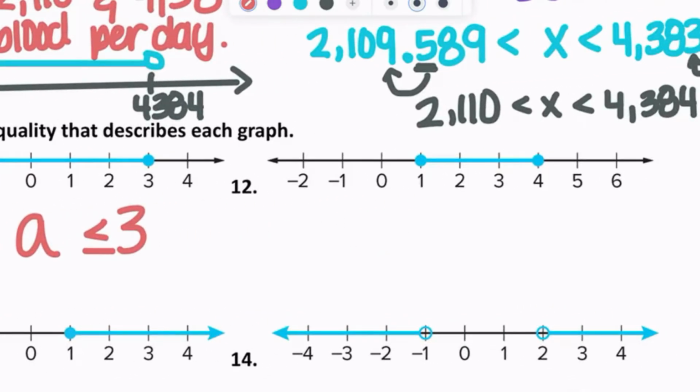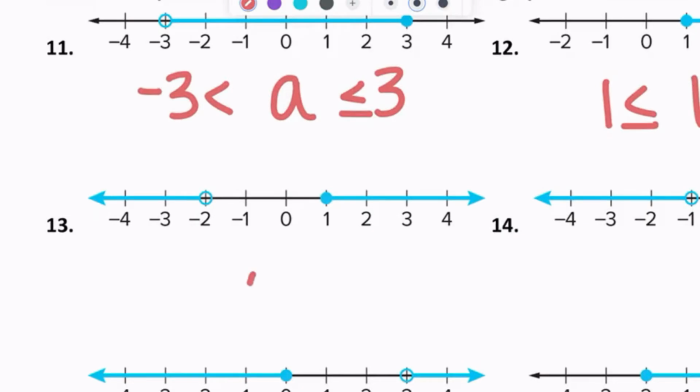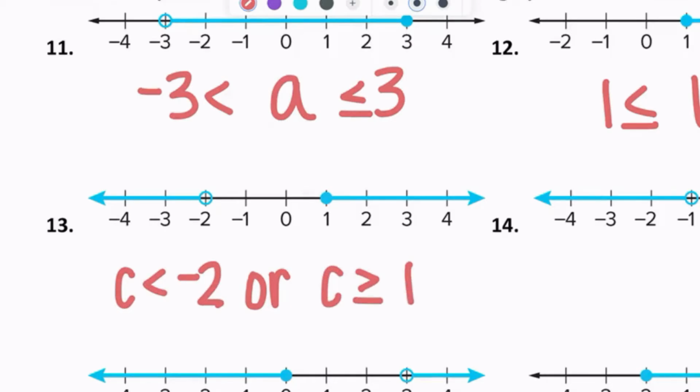At any point, you could pause these. I have a 1, I have a 4. When they're connected like this, we put less thans. They both are solid dots, so it's got an equal to, and you put your variable between. So 1 is less than or equal to b is less than or equal to 4. Now, these are not connected, so I automatically know that I'm going to have an or statement here because it can't be in both places at once. And so I have C is smaller than -2 because it's going down, or C is greater than or equal to 1.